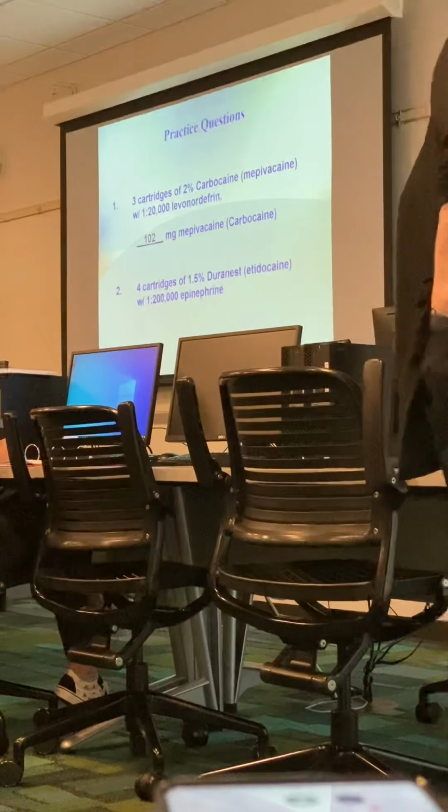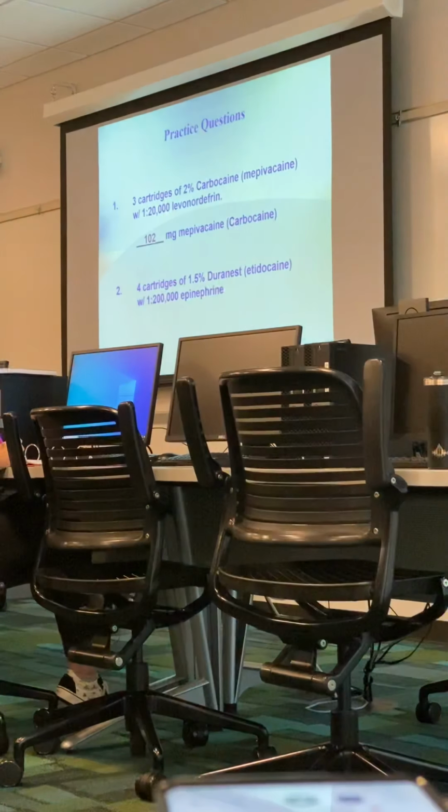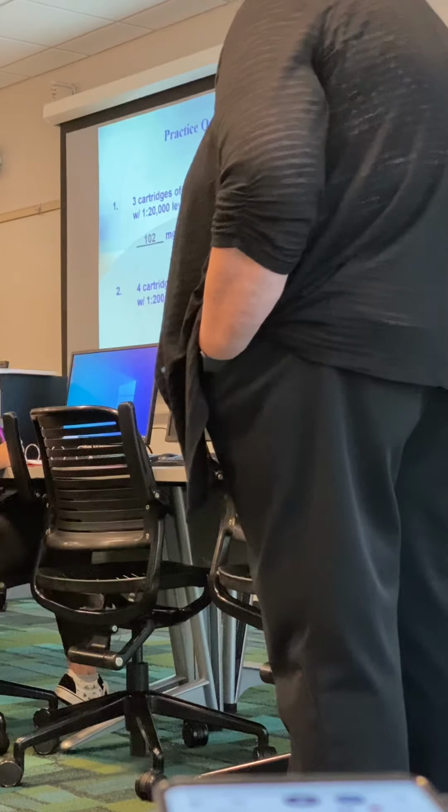All right, so now we have 4 cartridges of 1.5% Duranest. When we have 1.5%, how many milligrams do we have per milliliter? 15. And we have 4 cartridges at 1.7 each. So what's 4 times 1.7? 6.8. So what's 6.8 times 15?